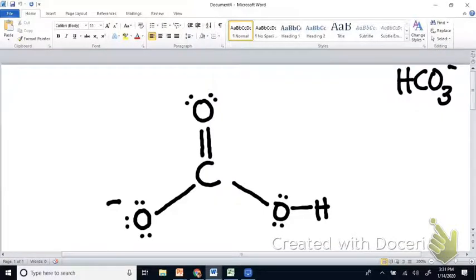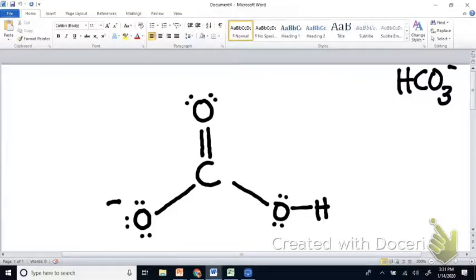So I have a carbon making 4 bonds, 2 oxygens making 2 bonds, 1 oxygen making 1 bond. The negative charge is on the most electronegative element. I have a minus charge for the ion. This represents the most stable Lewis structure that we can draw.